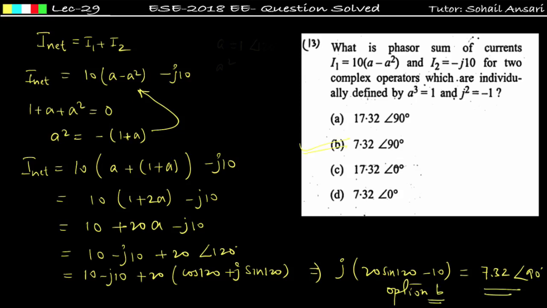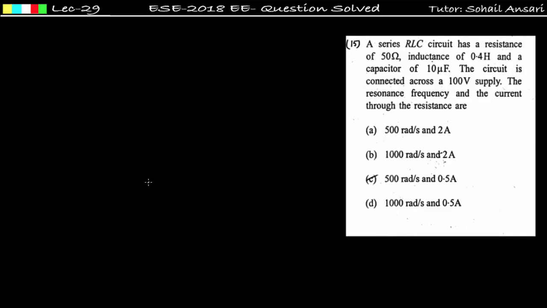See the next problem. A series RLC circuit has a resistance of 50 ohm, inductance this much and a capacitor of 10 microfarad. The circuit is connected across 100 volt AC supply. The resonance frequency and the current through resistance are. This concept has been discussed in series resonance as well as in AC circuit, that is series RLC circuit. A series RLC circuit is connected with 100 volt.